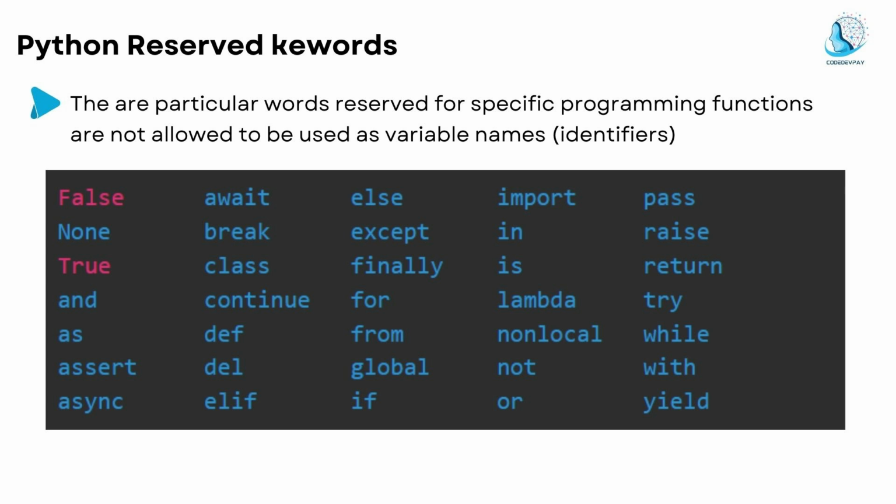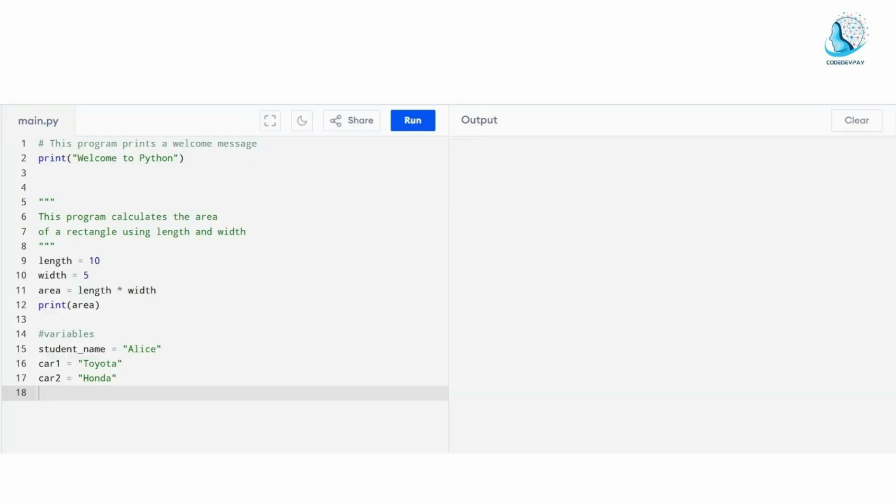We have the list here. We can see false, await, import, pass, and others. In this example, we are looking at comments, variables, and the print function. With the first part, we've created a single line comment which says this program prints a welcome message, and we are using the print function. So we have print in brackets, welcome to Python.